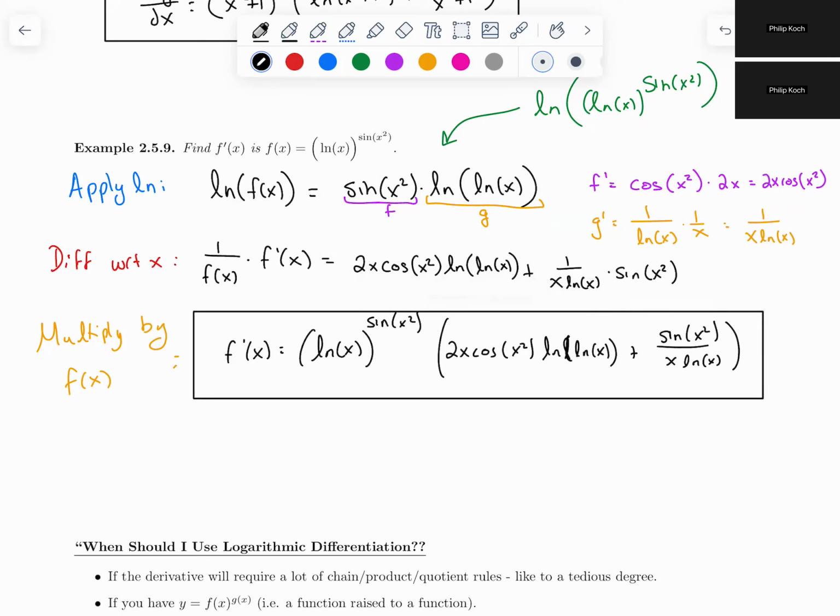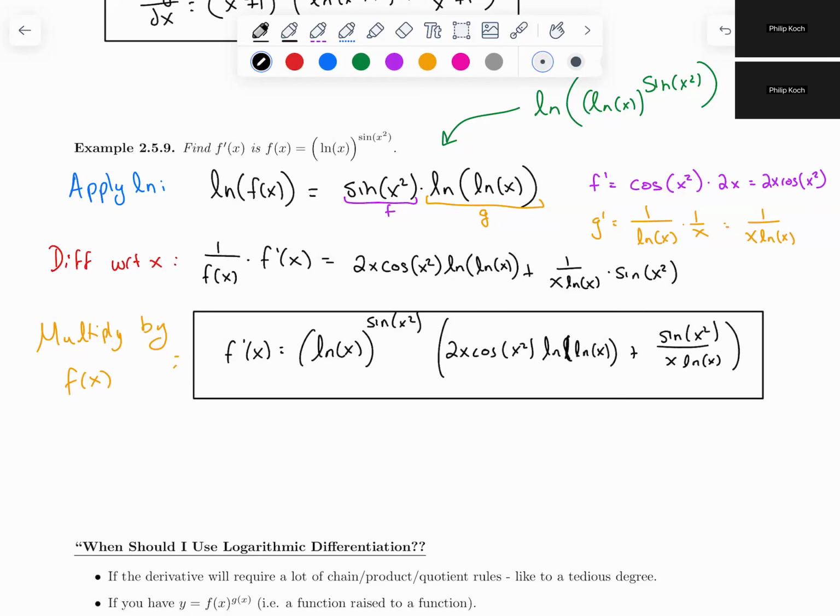So g prime, the only reason why it's 1 over ln of x times 1 over x is because of the chain rule referencing that the inside function is also a logarithm. Okay, so if that was a constant, it would have been times 1 over x for the second one.